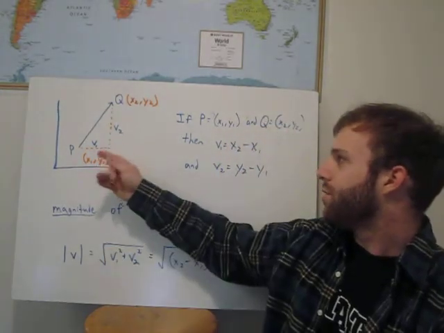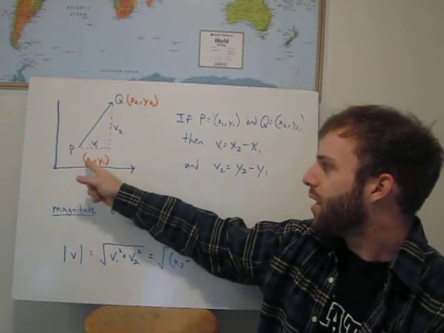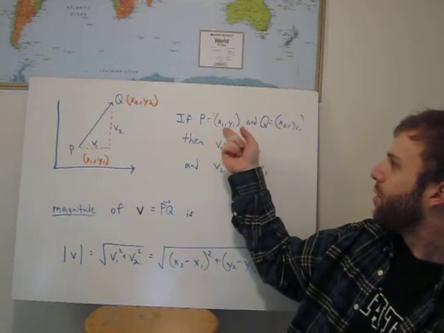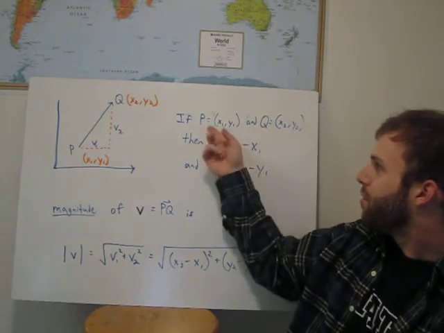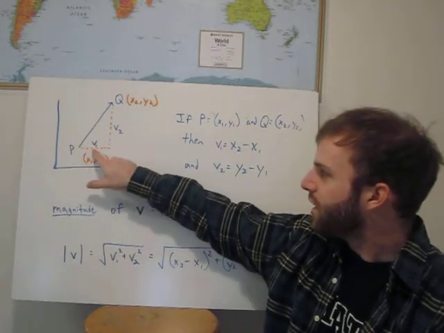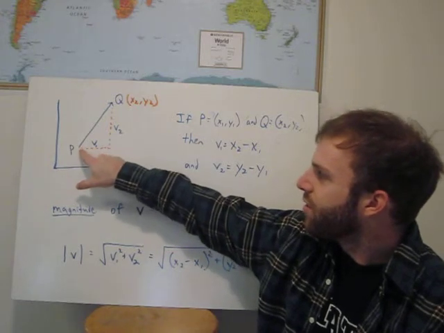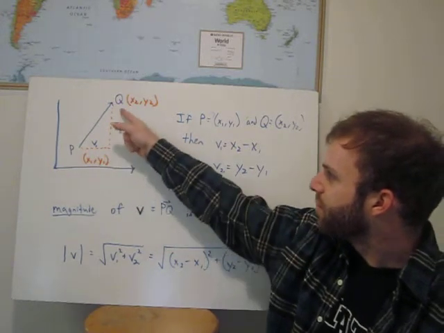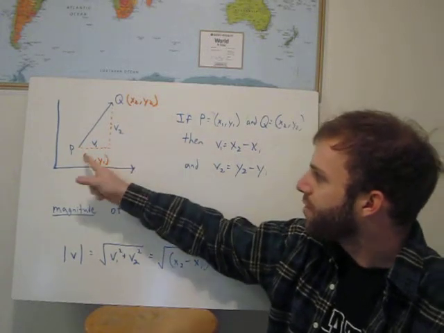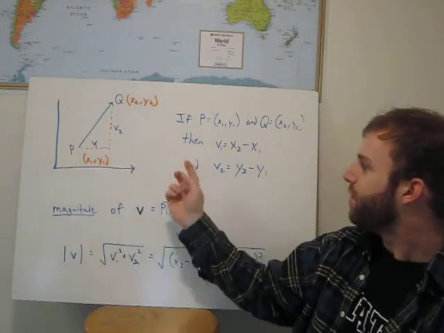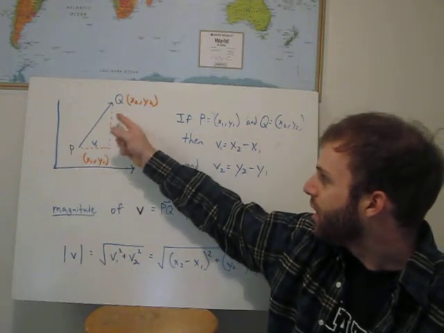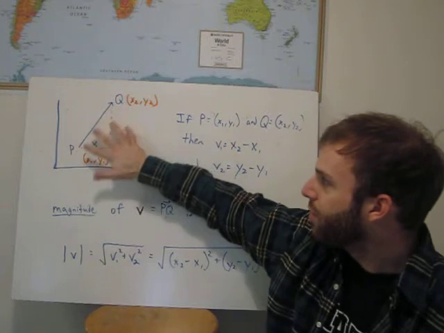Here again I've drawn p and q, with p at x1, y1, and q at x2, y2. Then v1, as you can see, is next to this dotted orange line, and that represents this length right here, and v2 represents this length right here. We get v1 by taking x2 minus x1, since we want that length. And we get v2, the other component, by taking y2 minus y1. That's going to give us our vector v that goes from p to q.